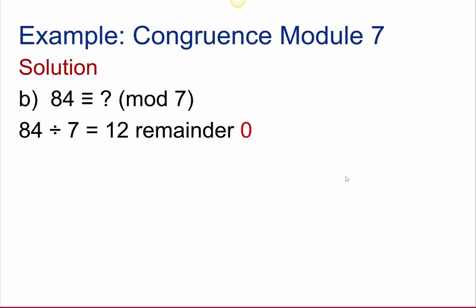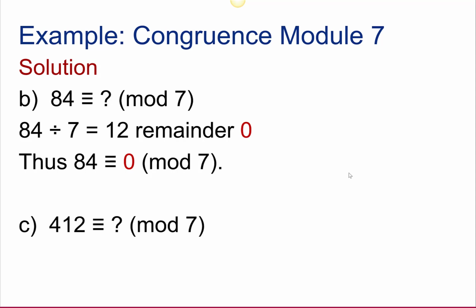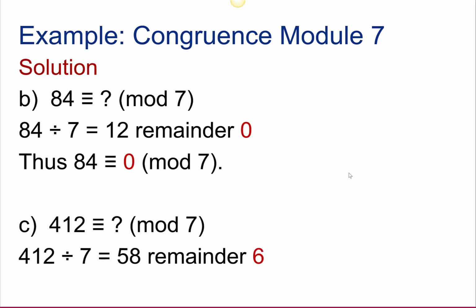How about 84? So we take 84 and divide by 7. We get 12 with a remainder of 0. So 84 is congruent with 0 modulo 7. And 412, we divide 412 by 7, we get 58 remainder 6. So 412 is congruent to 6 in the modulo 7 system.